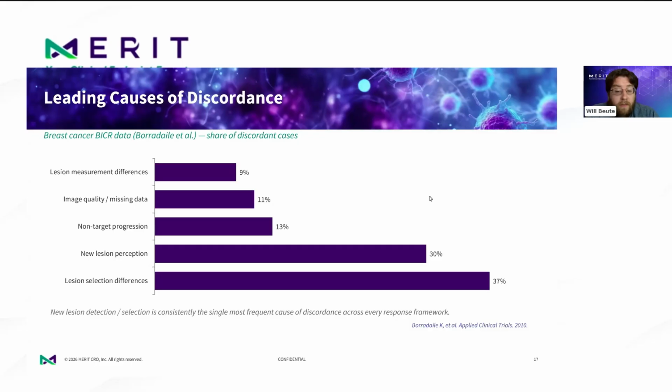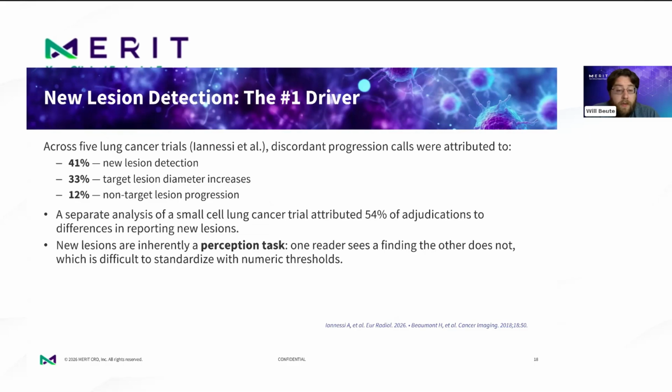Essentially, quantitative measurements tend to produce less variability than qualitative ones, the more qualitative ones generally involving differences in perception rather than direct quantified measurement. And that concept that new lesion detection is consistently the single most frequent cause of discordance across essentially every response framework is important enough that it deserves its own specific discussion. So new lesion detection comes up again and again as the top driver of discordance.